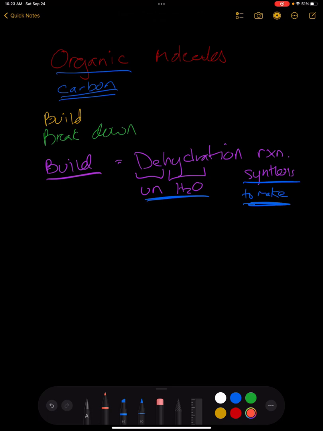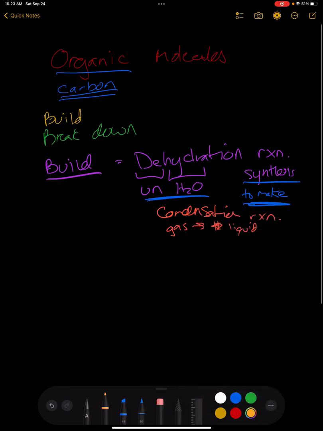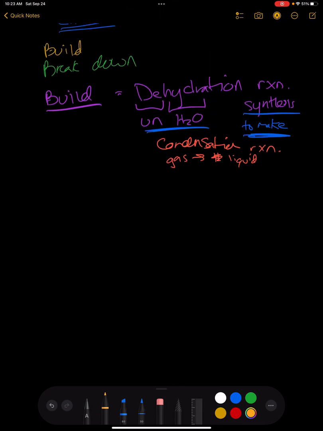All right, so let's try this out. Also, this is called a condensation reaction. That makes sense because condensation is when I take gaseous water and make it into liquid water, which is kind of what we're going to do today. All right, so let's build something. Let's start with easy molecules.